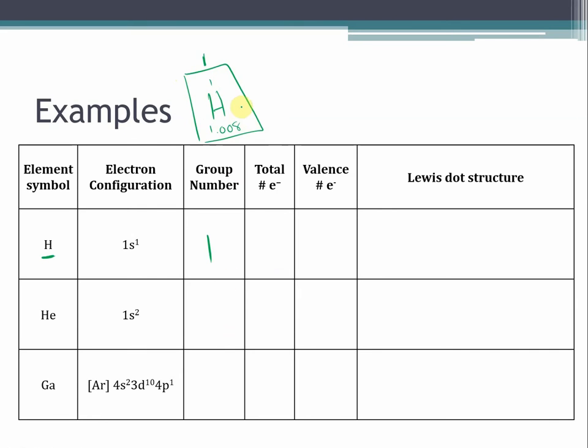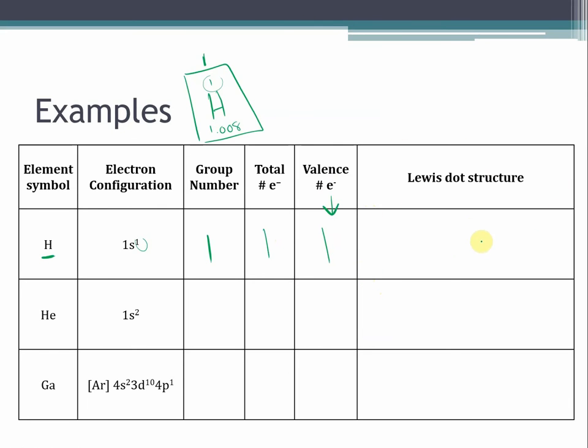So the total number of electrons comes from the atomic number, or you can get it from the electron configuration. In the 1s orbital, there is 1 electron. In any case, the total number of electrons for hydrogen is 1. The total number of valence electrons for hydrogen is also 1. And this is the important number for drawing your dot structure.